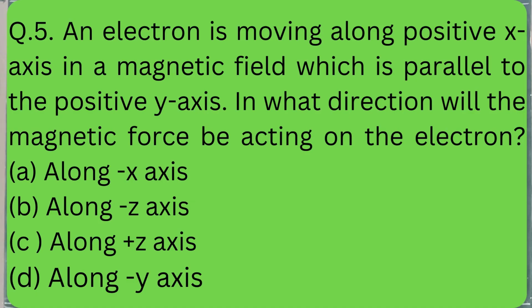Fifth, an electron is moving along the positive x-axis in a magnetic field which is parallel to the positive y-axis. In what direction will the magnetic force be acting on the electron? A. Along negative x-axis, B. Along negative z-axis, C. Along positive z-axis, and D. Along negative y-axis.